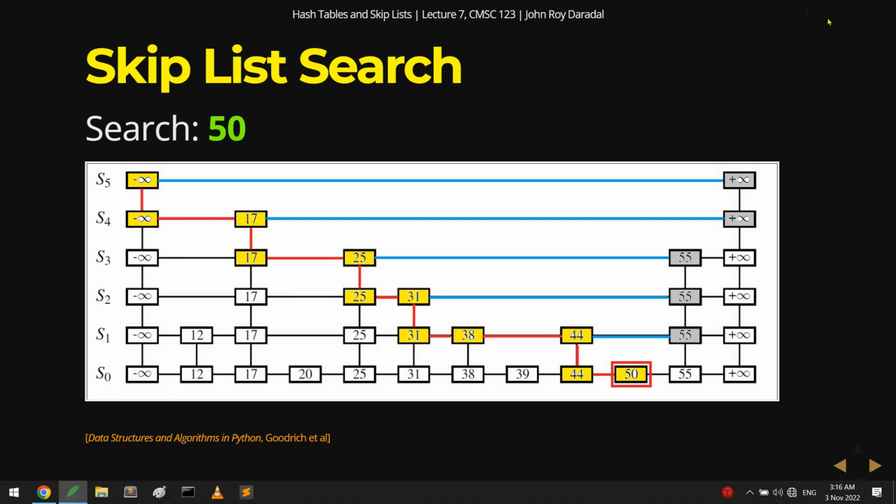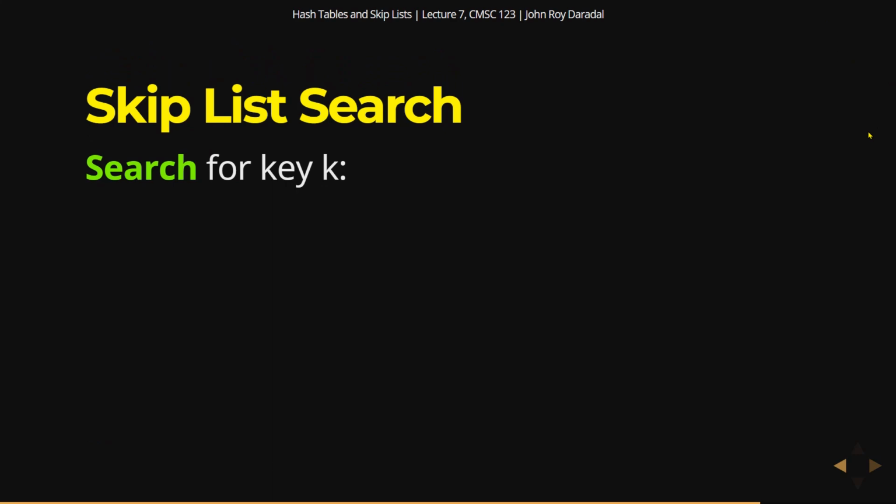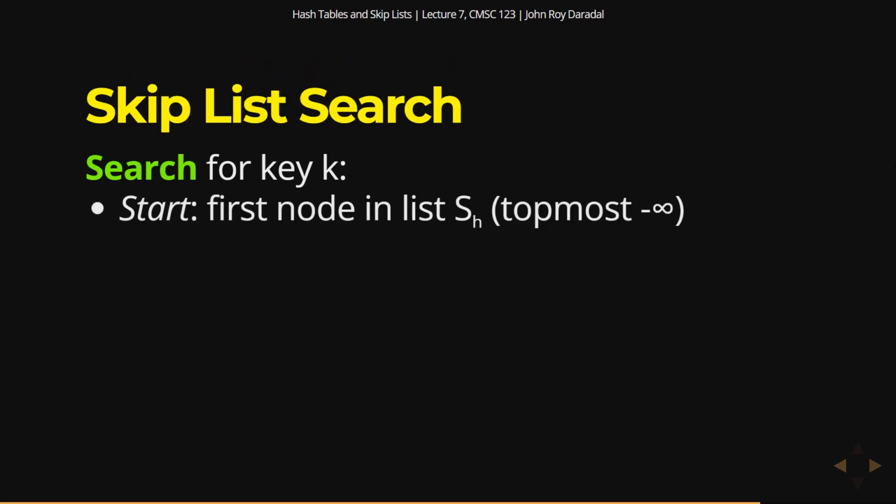Okay, so what is the step-by-step process? If you want to search for the key K, start at the first node in the list S sub h, so the topmost negative infinity.